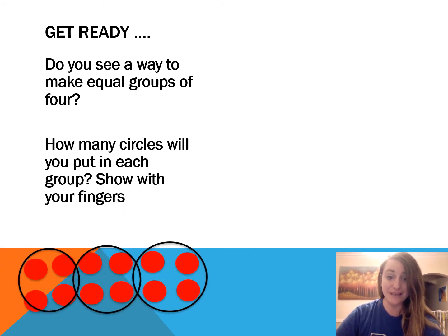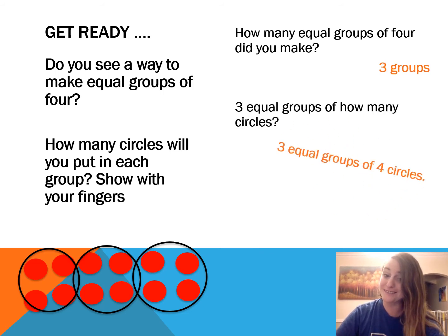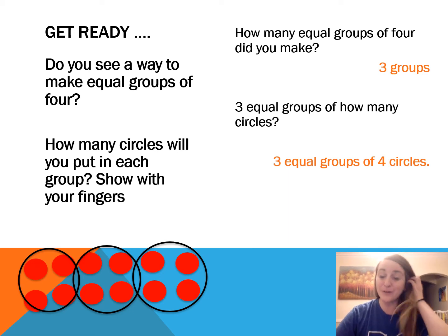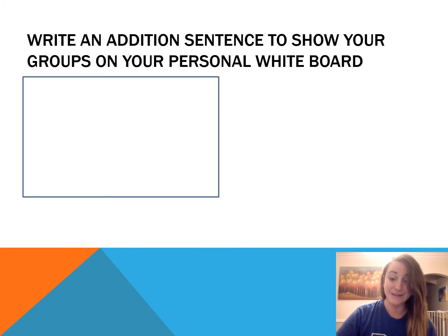If I was making equal groups of 4, I would have 3 groups. 3 equal groups of how many? 3 equal groups of 4 circles. 3 equal groups of 4 circles is how many circles altogether? It is 12 circles. Let's write an addition sentence to show our groups on our personal whiteboards.